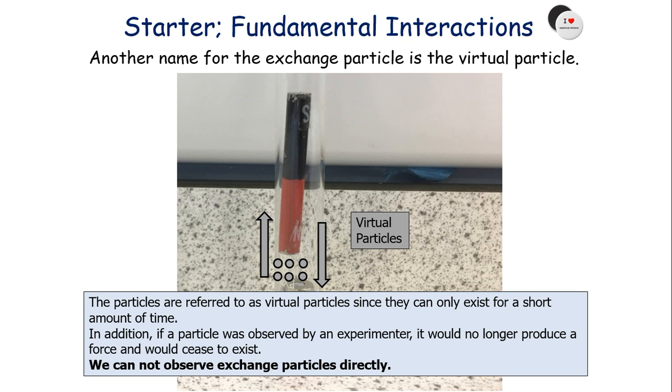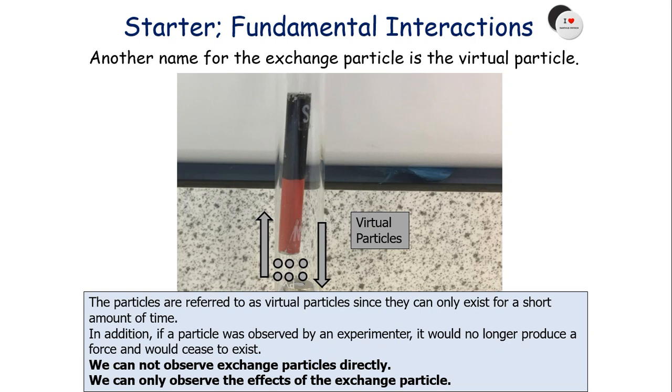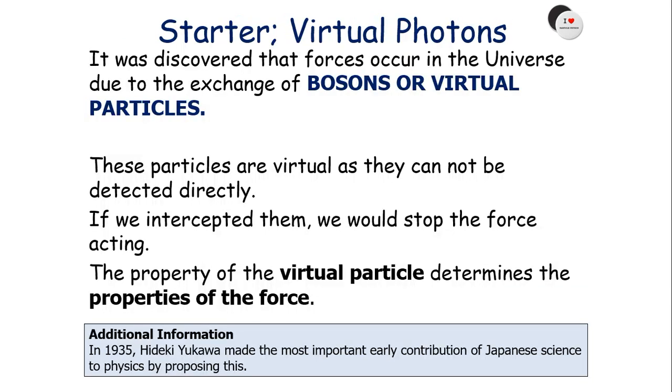Now, another reason why we call these particles virtual particles is because we can't ever observe them directly, because they are producing a force by being exchanged between 2 objects. So if you pluck this particular virtual particle out of the universe before it reaches the object it's intended to, it would no longer produce a force and therefore would cease to exist. So the act of trying to observe it would cease it from existing. The energy would just go straight into the universe. So we can never observe exchange particles directly. We can only observe the effect of an exchange particle.